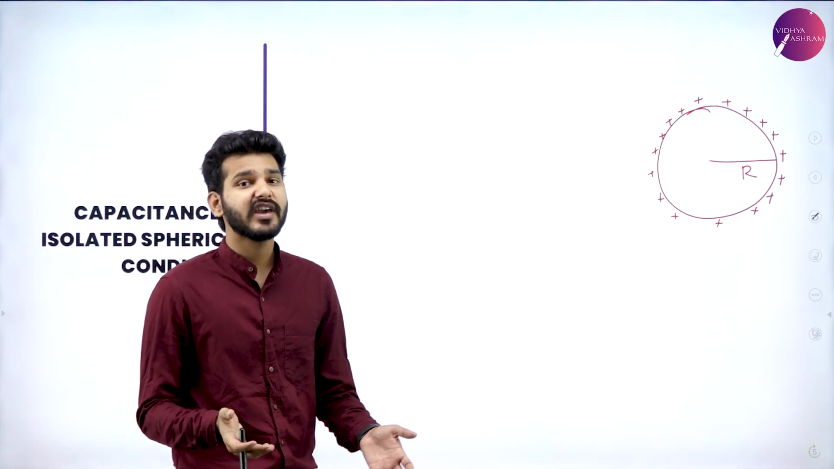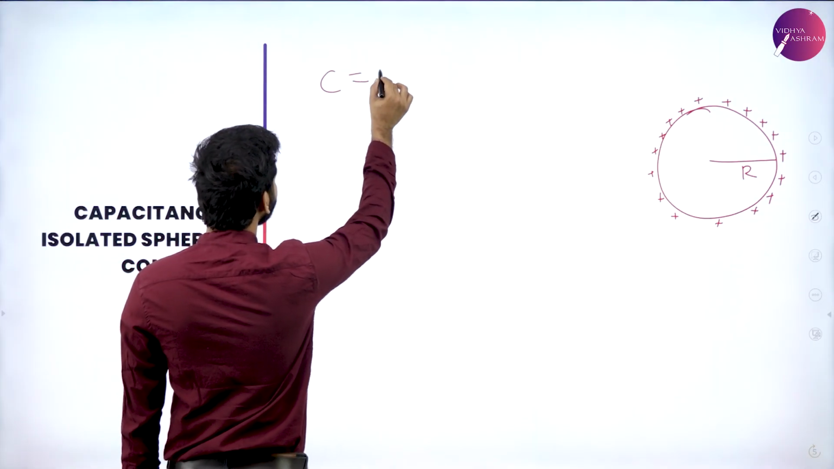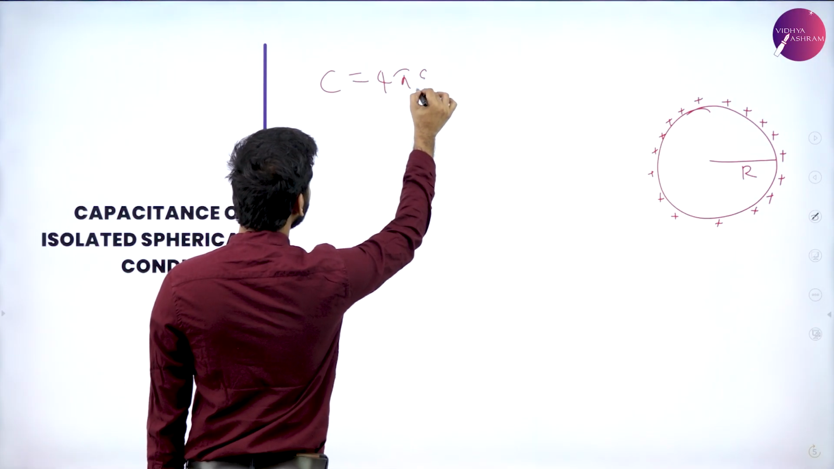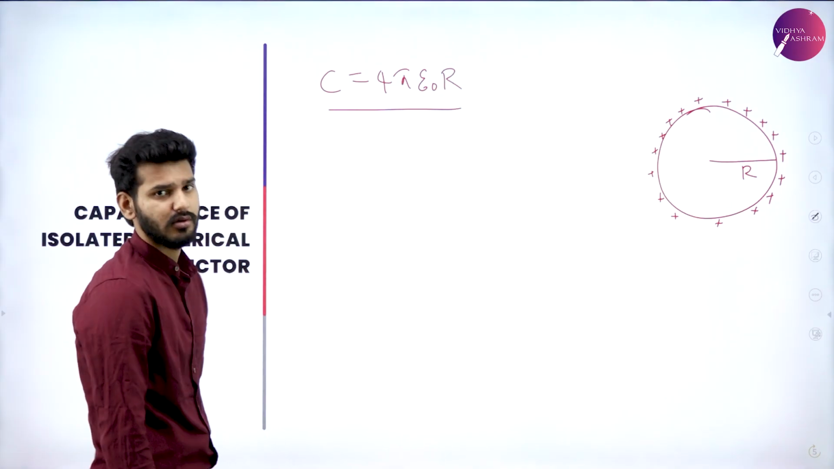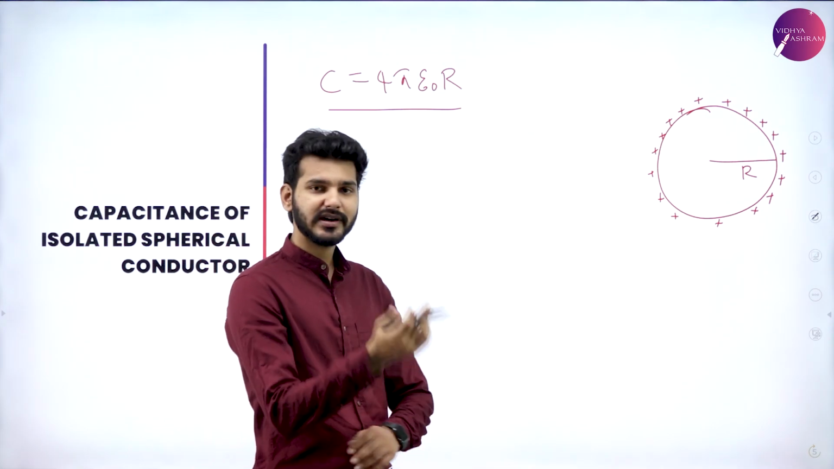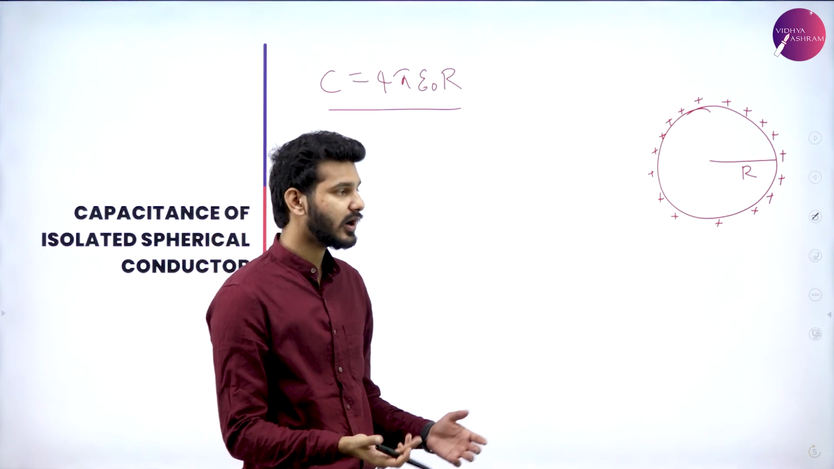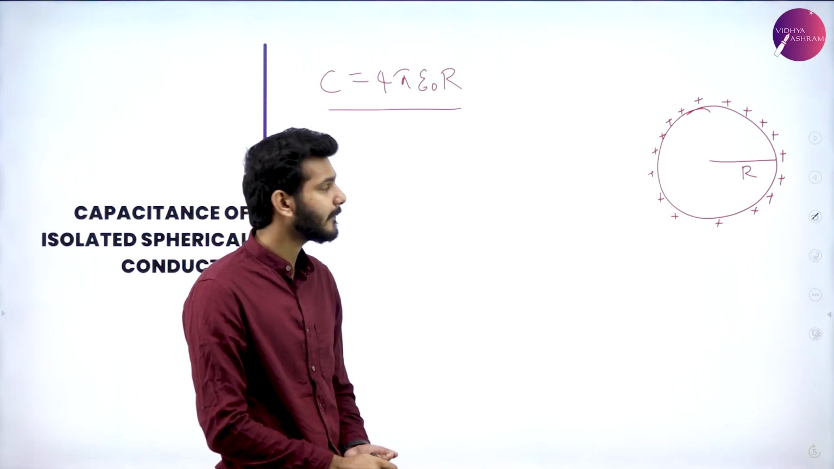So what use do we have for that particular equation? That is, C is equal to 4 pi epsilon naught R. What use do we have for this equation? For example, some random person comes up to you and says, remember Earth, the planet we live in, what will be the capacitance of Earth? Let's say for argument's sake.